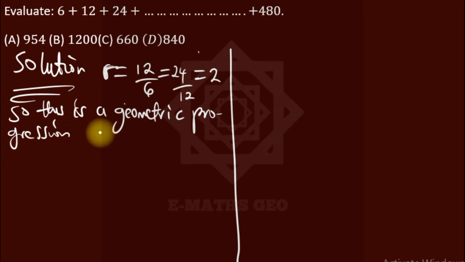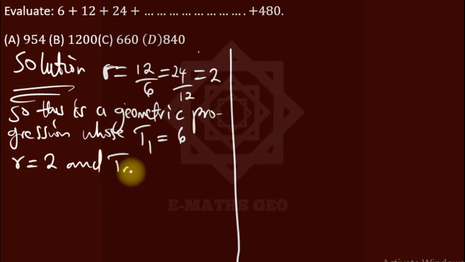whose first term T1 is 6, common ratio 2, and the last term, nth term, is 48.